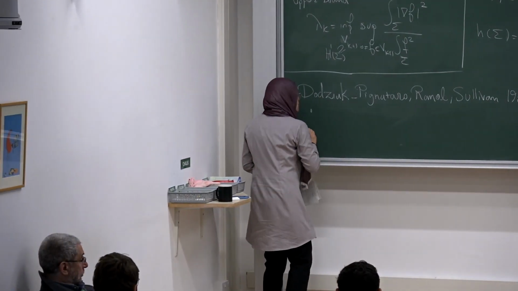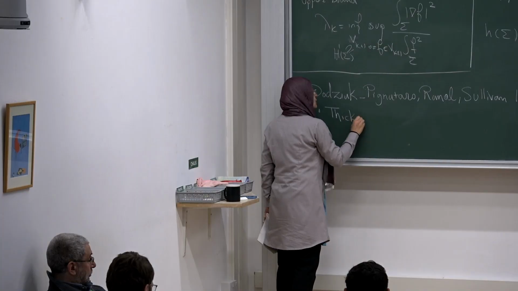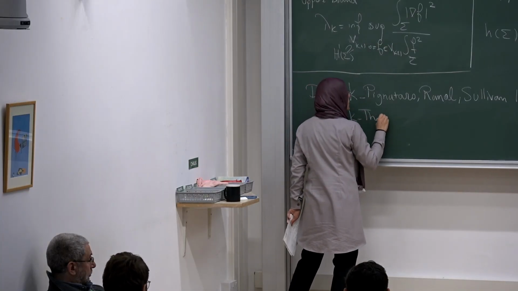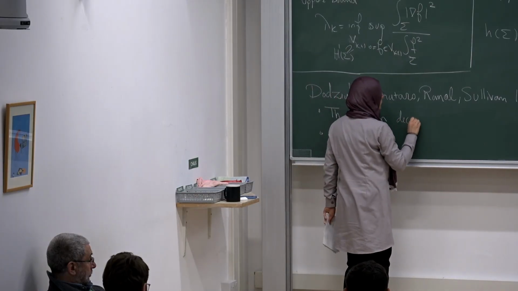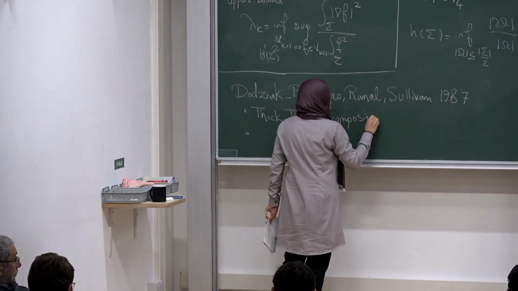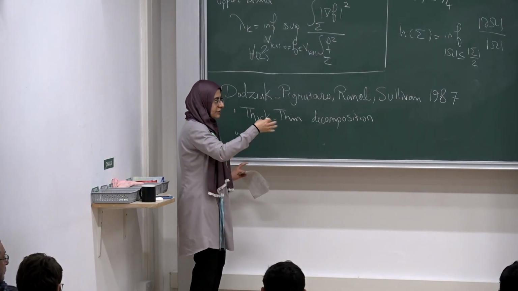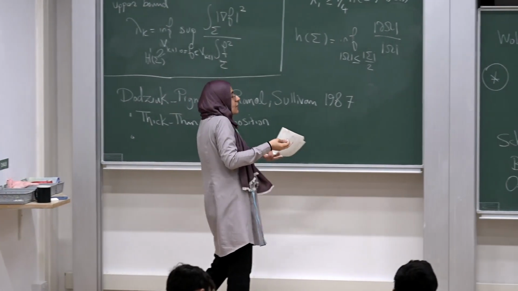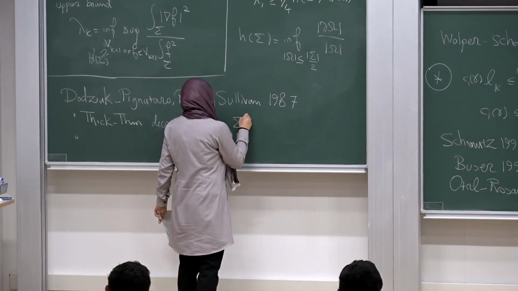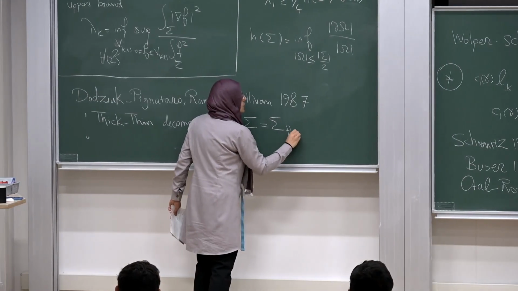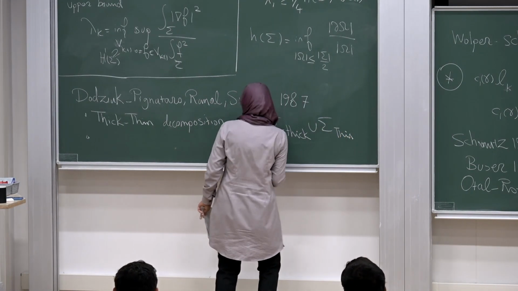So they use two main ingredients. There is a very useful and well-known decomposition of hyperbolic surfaces, the thick-thin decomposition. They use the geometry and behavior of harmonic functions, or functions that are solutions to elliptic PDE. So what is the thick-thin decomposition? We can write our sigma as a union of thick part and thin part. So what is the thick part?